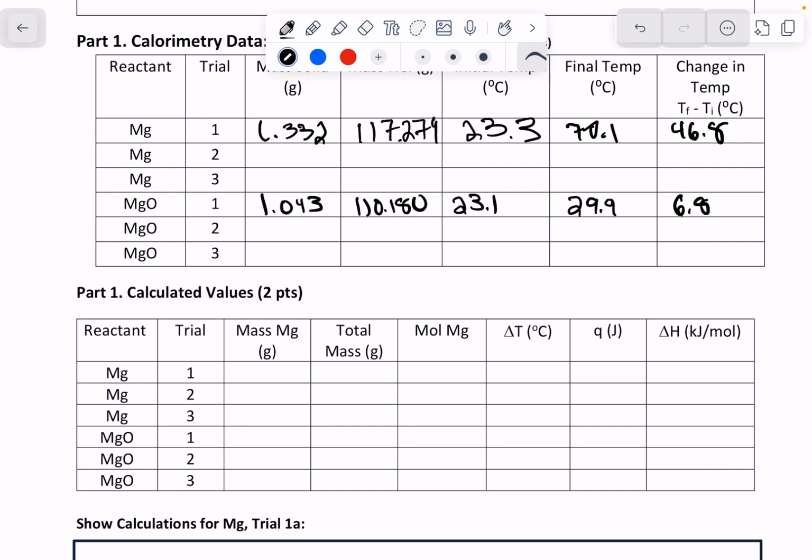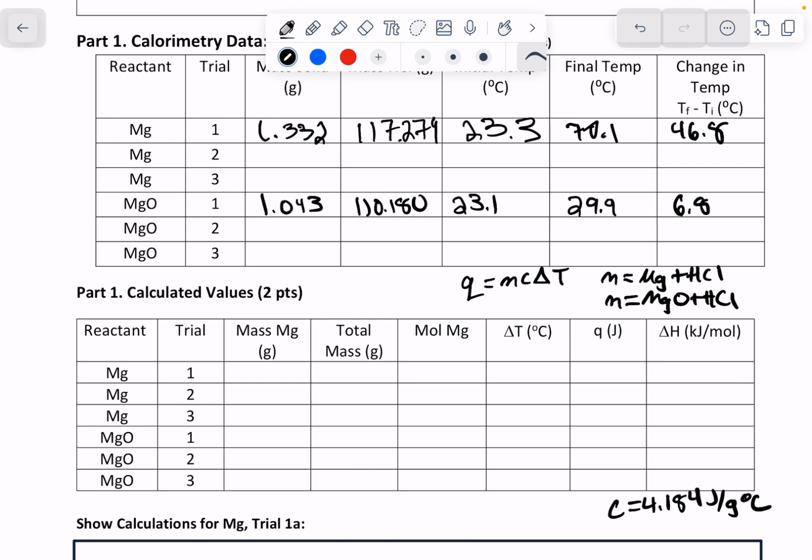The important thing though is when you do the calculations using Q equals MC delta T, the M is the mass of the magnesium plus the HCl, or M is the magnesium oxide plus the HCl. In both cases, the heat capacity should be 4.184 joules per gram degree C. We're going to assume that it's going to be the same as water.